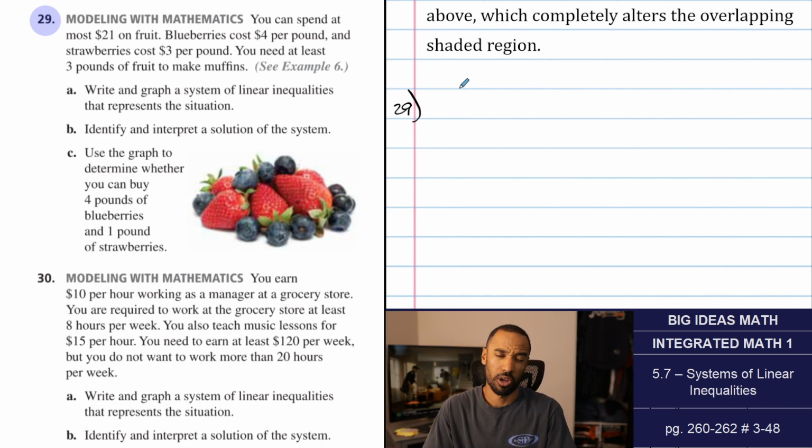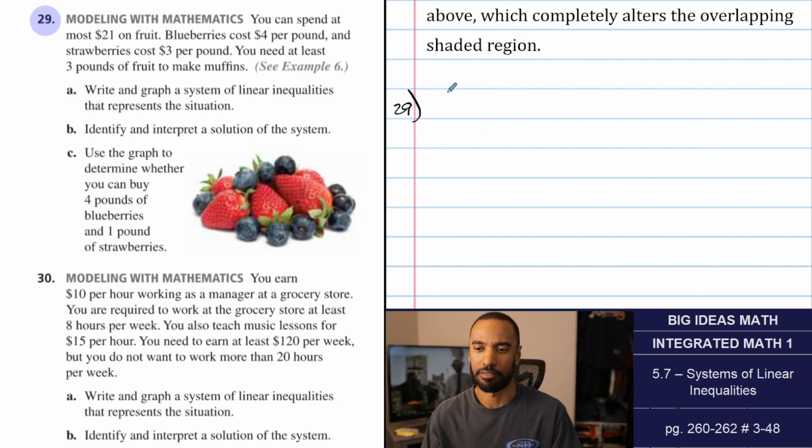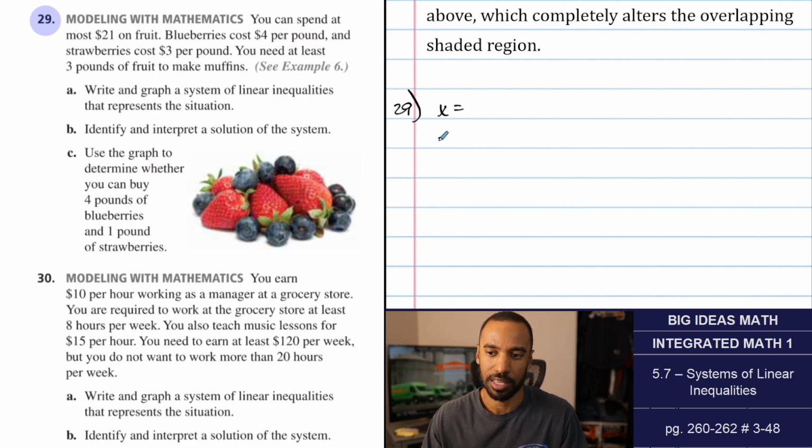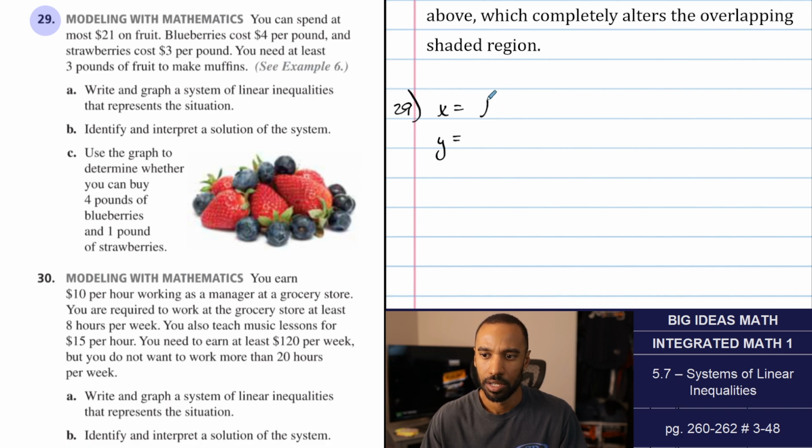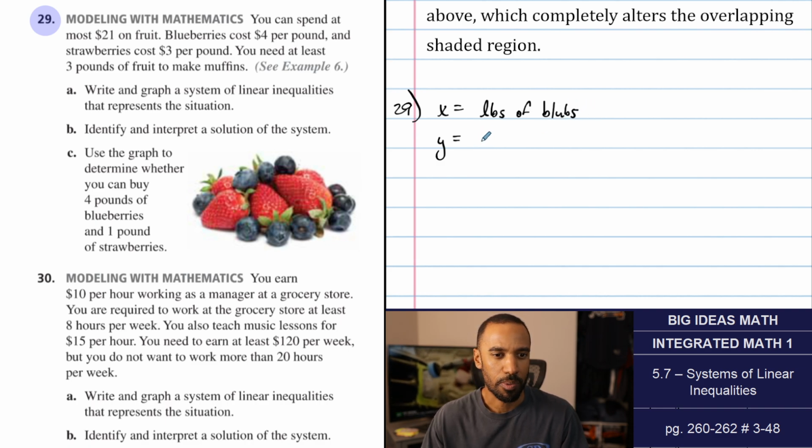So with these ones, you are going to want to use x and y when it comes to graphing things. So let's let x represent this, y represent that. These are not our system yet. These are just defining variables. So let's let x represent the number of pounds of blueberries, and y is pounds of strawberries.